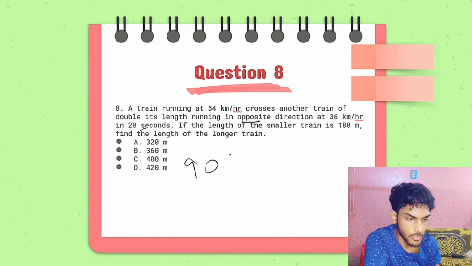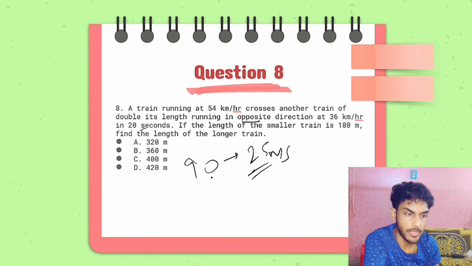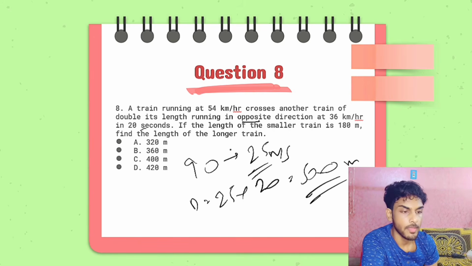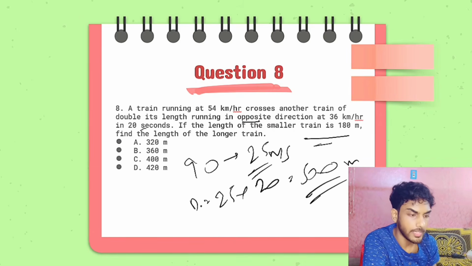So we got these things. It's 25 meters per second and time is 20 seconds. So we will multiply them, because speed into time gives the distance. So distance equals 25 into 20, we get 500. 500 meters is the total distance. We already know that the smaller train length is 180. So how will we find the other? It's very simple.